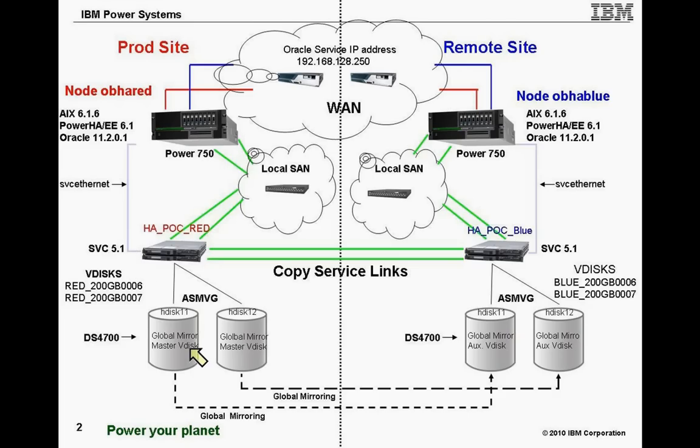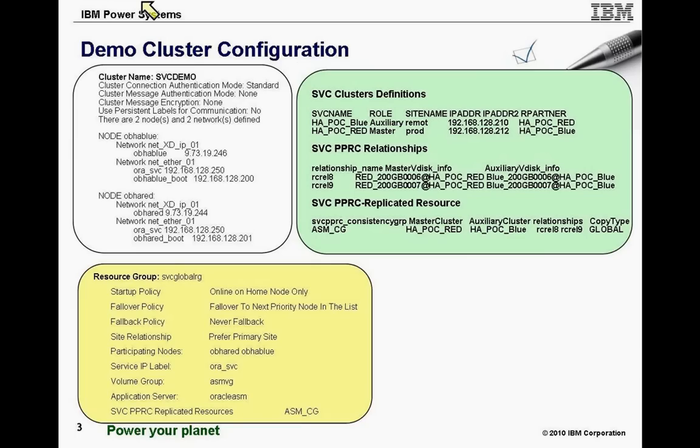We have a DS4700 that has a couple of LUNs presented up to each SAN Volume Controller, and then we have a replicated relationship configured using Global Mirror specifically, and I'm going to show you some of this information from the command line on the systems before actually performing the demo.